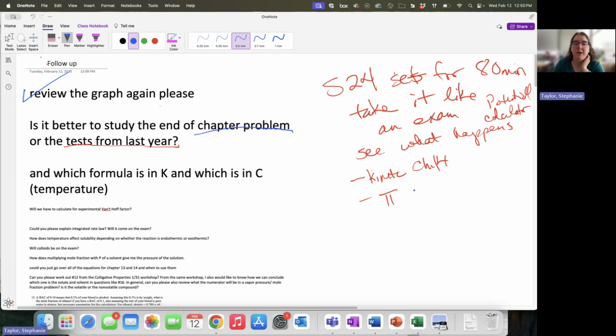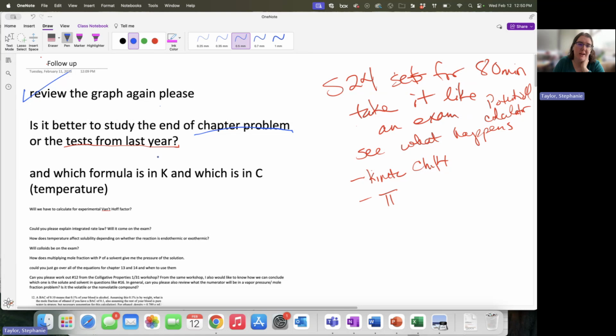If you need help with osmotic pressure, end of chapter problems. Especially as we get closer to the exam, having an idea of what you need to study and what is more valuable is helpful. So using the old exam to assess where you're at can be really useful.